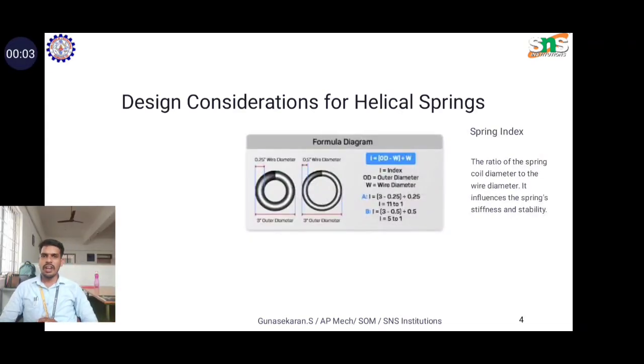Design considerations of helical spring. Here, spring index means the mean coil diameter to the wire diameter in a helical spring. It influences the mechanical properties and performance characteristics of the spring. A higher spring index, ratio greater than 4, typically results in a more compact spring with fewer coils, suitable for applications where space is limited.